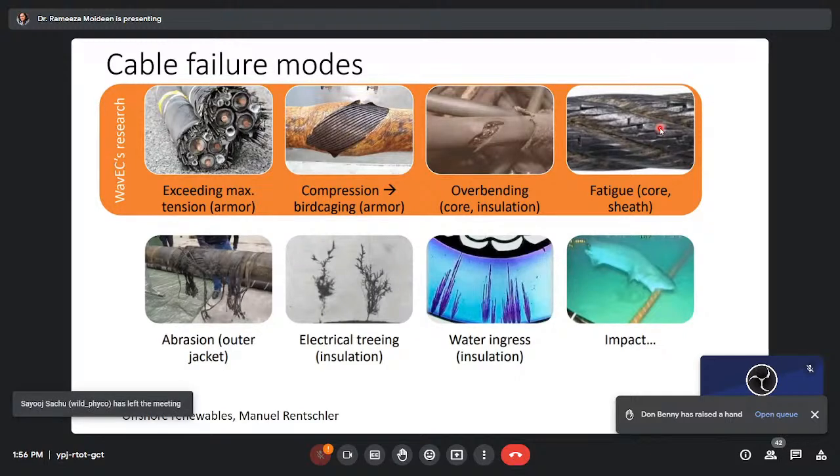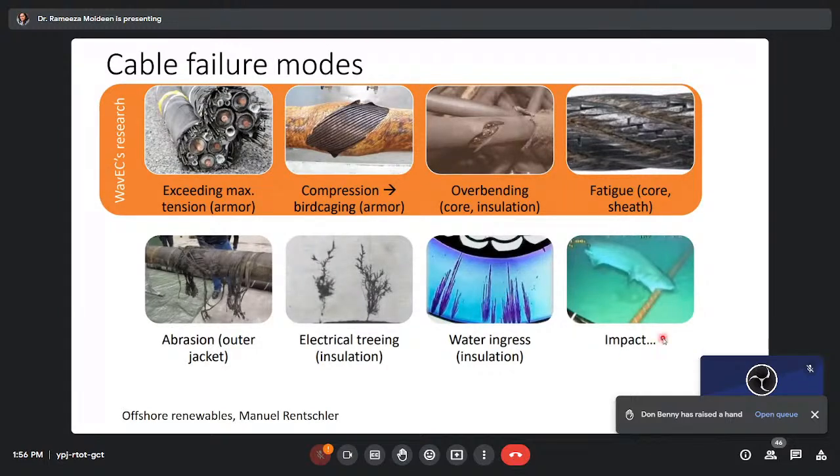Fatigue is small cracks because of the waves which are always acting on the flexible body. The cracks caused by the fatigue will expand and then cause water ingress, and all this can eventually lead to the failure of the cable.